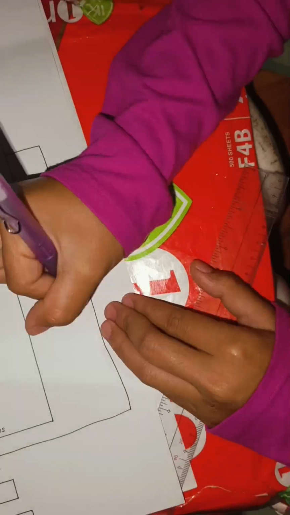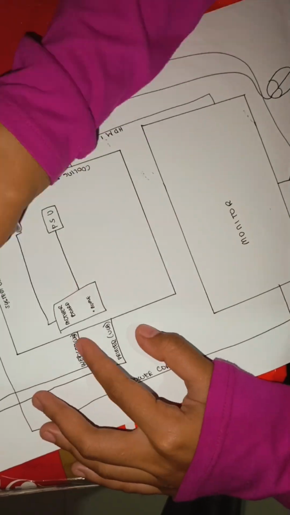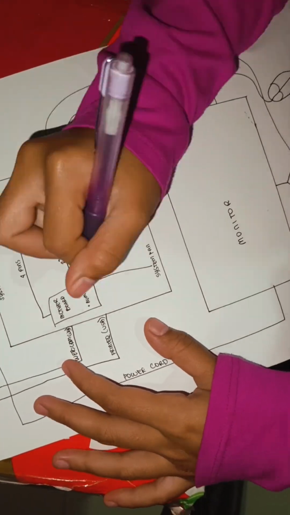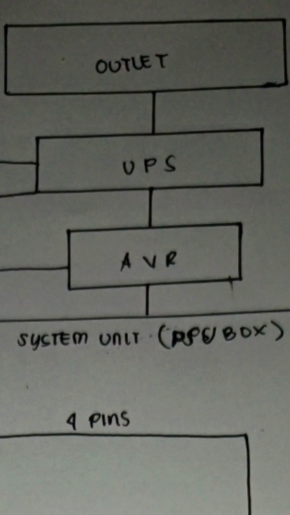I organized it from top to bottom so it's easy to follow, from the power outlet down to the user devices like the keyboard and the mouse. And now I will explain how power flows.